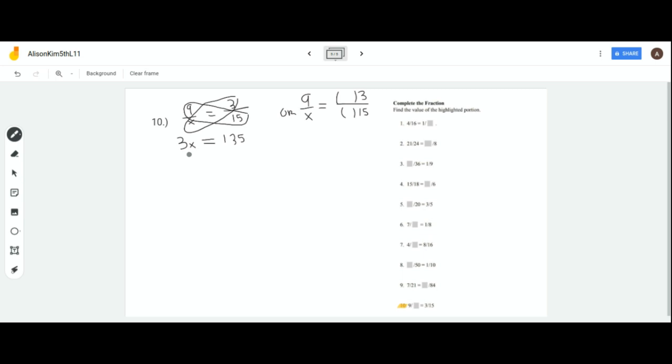So now we need the x alone, so we just divide by 3. And once again, you could either do it by hand or use your calculator. I'm going to do it by calculator since it's faster. 135 divided by 3 is 45. So that's going to be your answer.